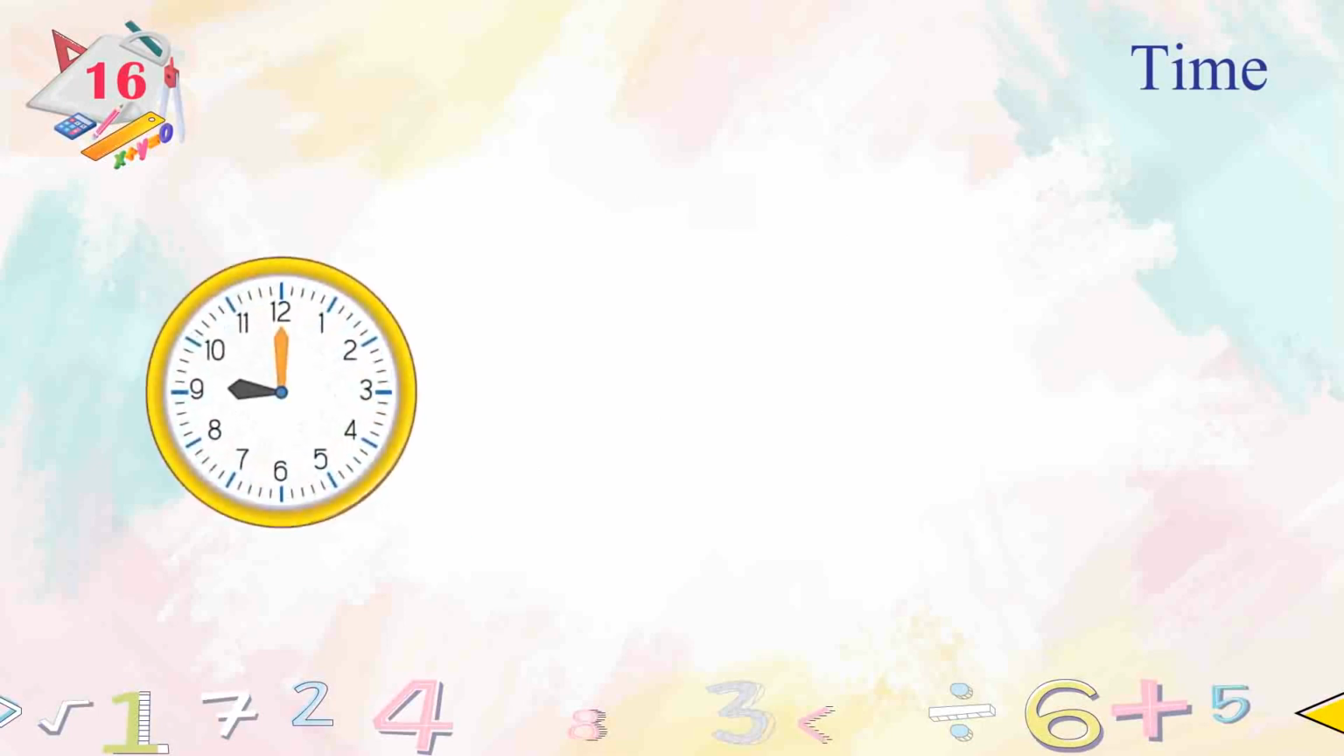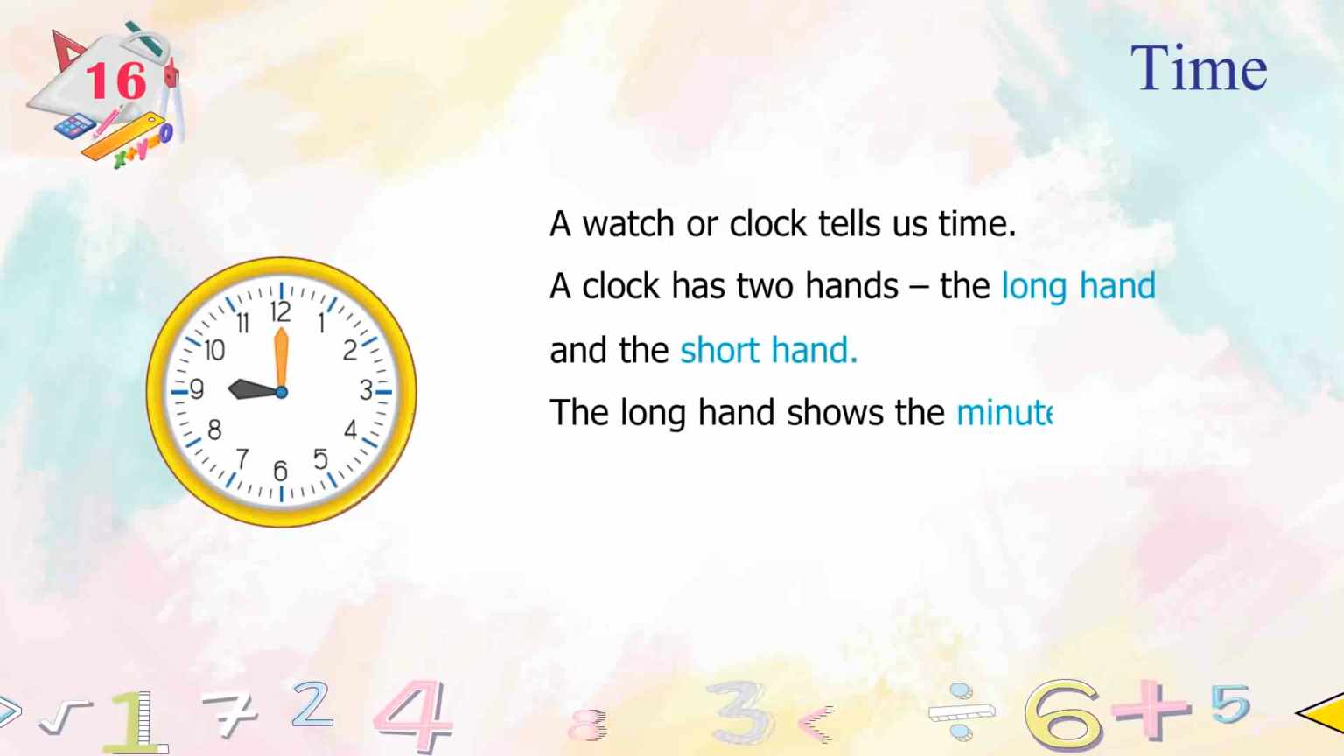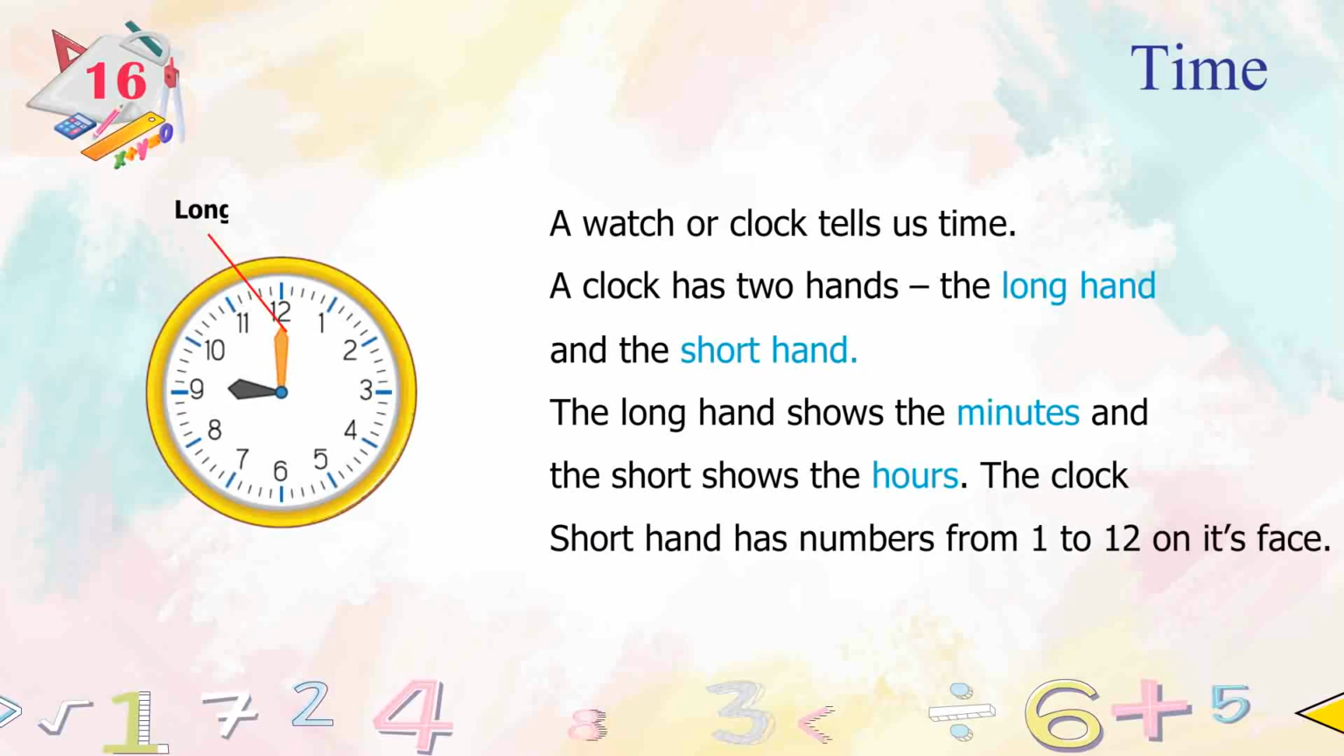Chapter 16. Time. A watch or clock tells us time. A clock has two hands, the long hand and the short hand. The long hand shows the minutes and the short hand shows the hours. The clock has numbers from 1 to 12 on its face.